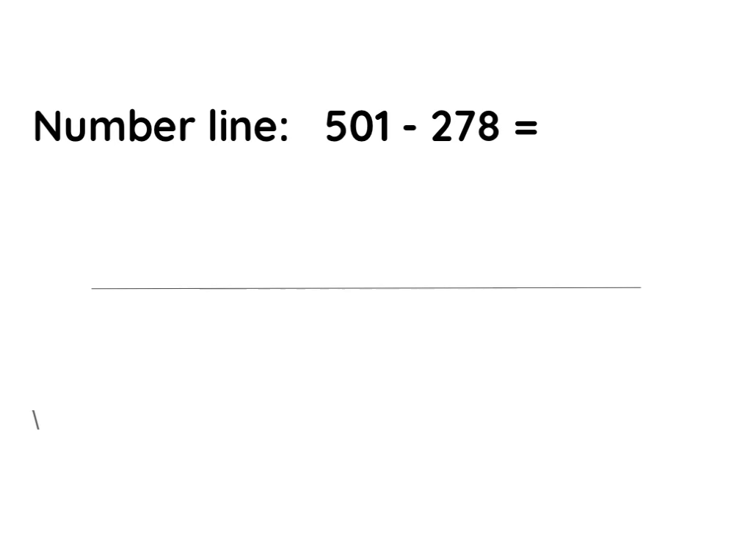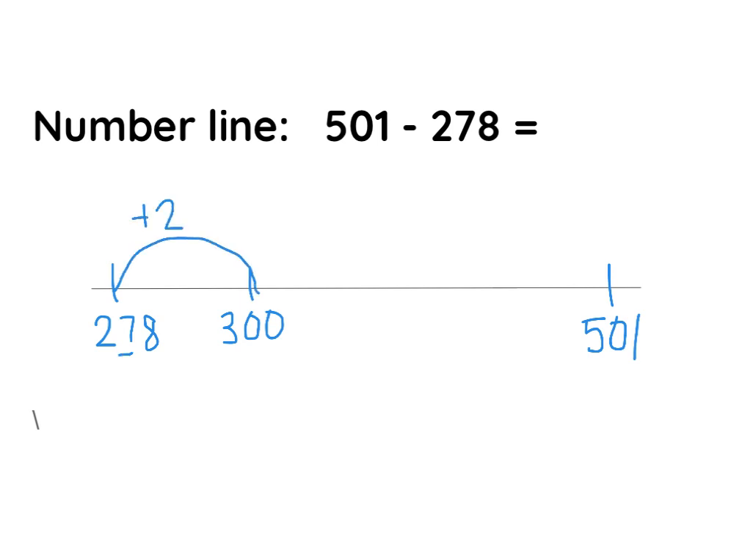501 minus 278. I hope you're pausing and doing the work and then coming back to see how it compared with mine. All right, I'm going to add the partner to get to 300. Well, 70 needs a 20 to get to that 90, and 8 needs a 2. So 278 plus 22 equals 300.